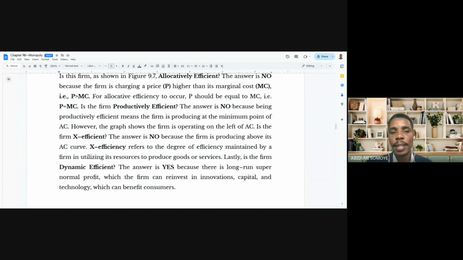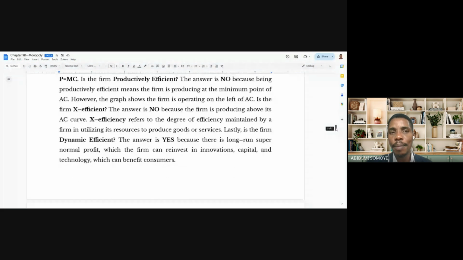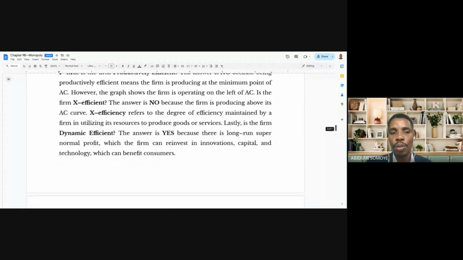So is the firm X efficient? The answer is no, because the firm is producing above its average cost. X efficiency refers to the degree of efficiency maintained by a firm in utilizing its resources to produce goods or services. Lastly, is the firm dynamic efficient? The answer is yes, because there is a long-run supernormal profit, which the firm can reinvest in innovations, capital, and technology, which can benefit consumers.